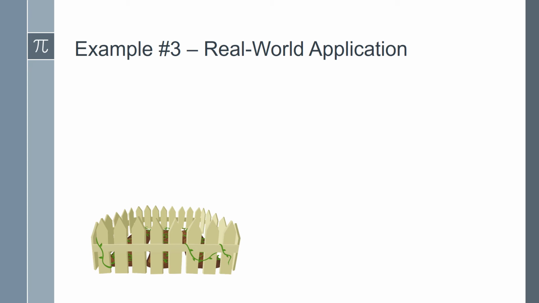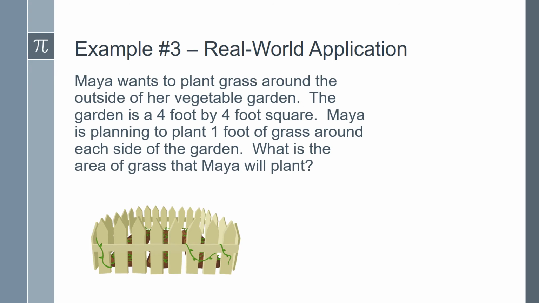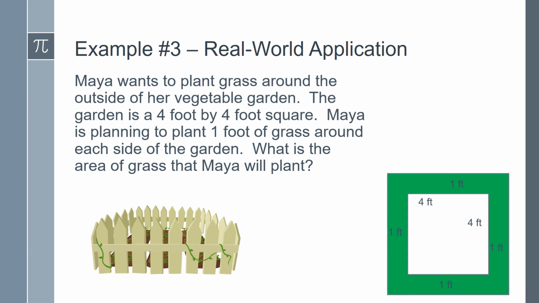Example number 3. Maya wants to plant grass around the outside of her vegetable garden. The garden is a 4-foot by 4-foot square. Maya is planning to plant 1 foot of grass around each side of the garden. What is the area of grass that Maya will plant?